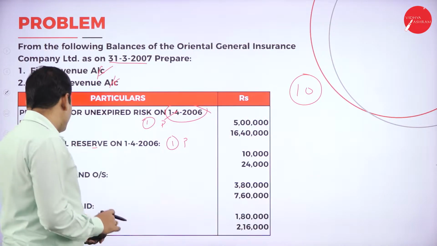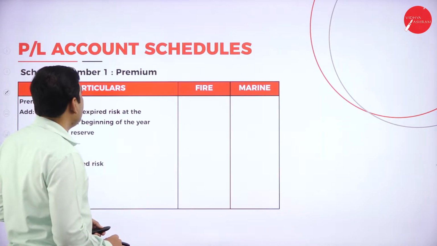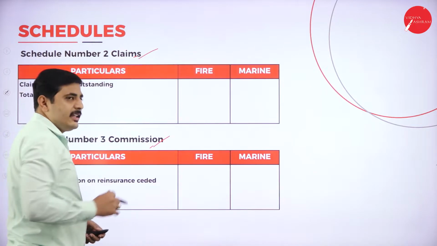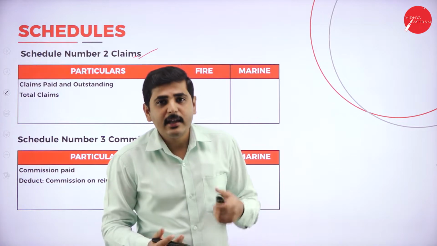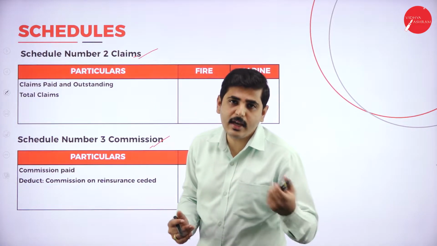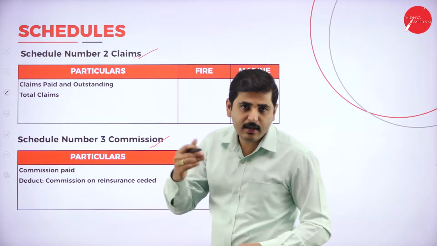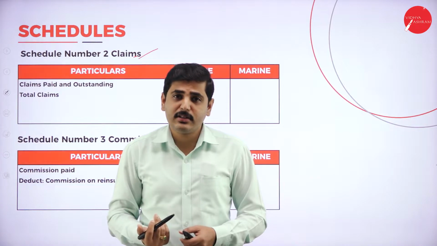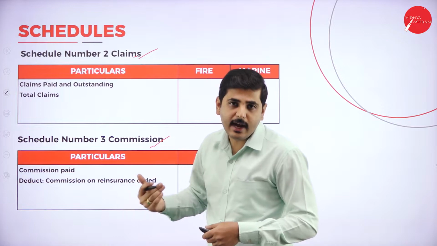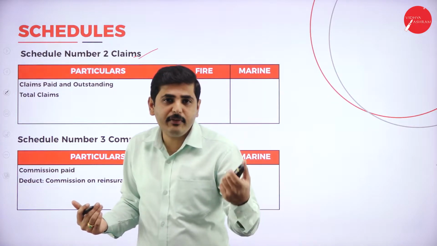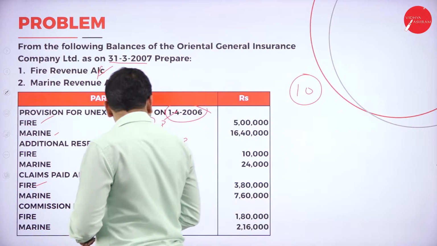Next one, claims paid and outstanding. Where will it go? Claims go to schedule number 2, claims. Keep this in mind, any outstanding of the current year we should add, any outstanding of the previous year we should deduct. Claims are an expense to the insurance company. So any current year outstanding claims we should add, any previous year outstanding claims we should deduct. For fire it is 3,80,000 and marine is 7,60,000.